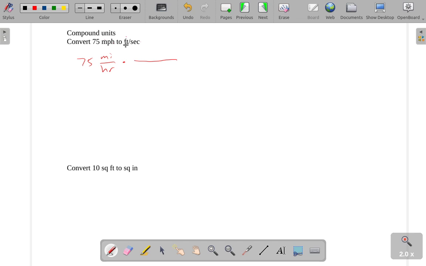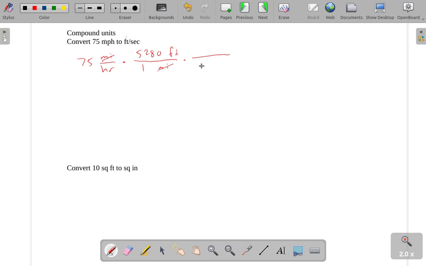So in order to convert miles to feet, well, I know that 1 mile is equal to 5,280 feet. And so by multiplying by this particular fraction, with the miles on the bottom, I can see that my miles would cancel out, and I would end up with feet per hour. But of course I don't want feet per hour, I want feet per second. That's what's being asked for here. So I'm going to convert my hours into seconds.